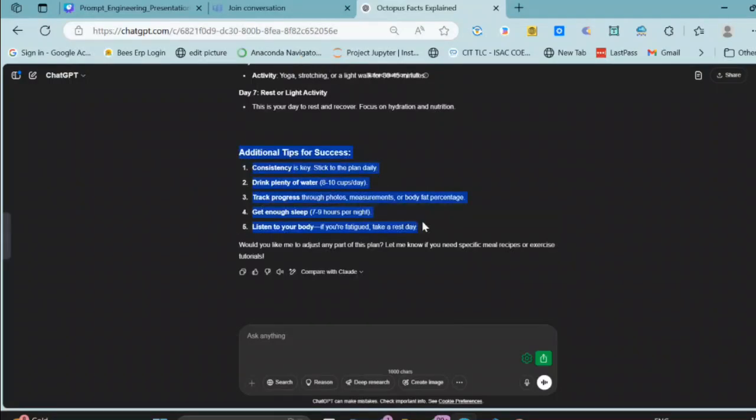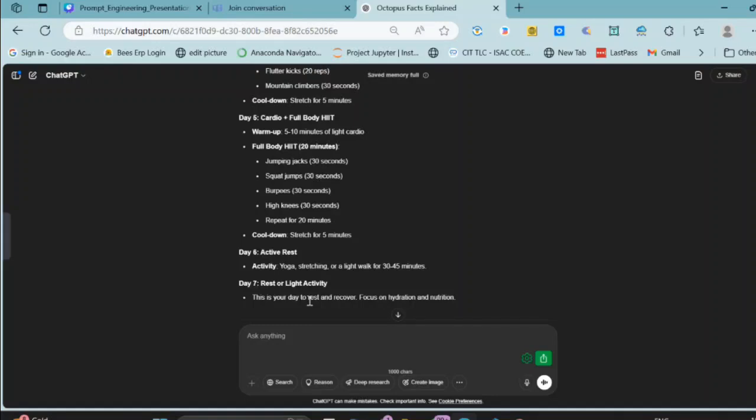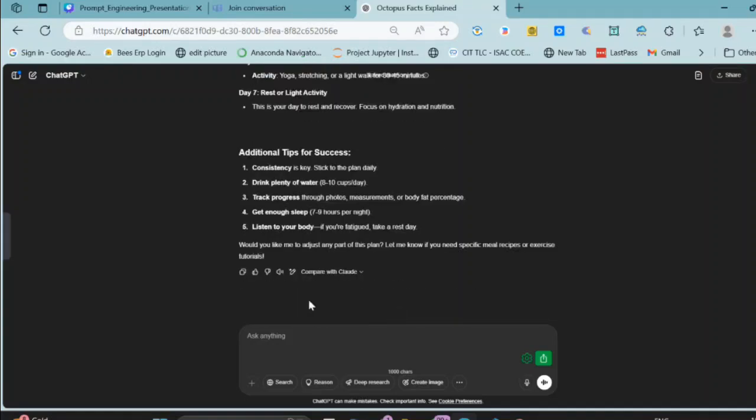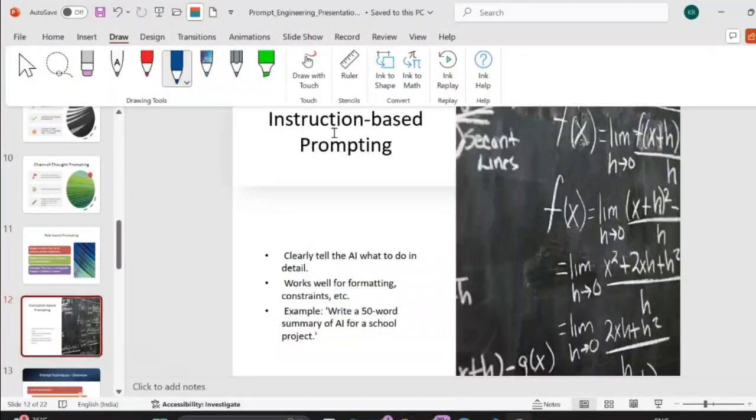Additionally, it can provide a consistency checklist plan for the 30 days. It's suggesting drink plenty of water, 8 to 10 cups or nearly 3 to 4 liters of water. Track progress through photos, measurements, or body fat percentage. Get enough sleep, 7 to 9 hours per night. Listen to your body. If you are fatigued, take a rest. It provides all the information, explores everything. It acts as a gym trainer to solve our problem. Okay, role based prompting. Next, instruction based prompting.